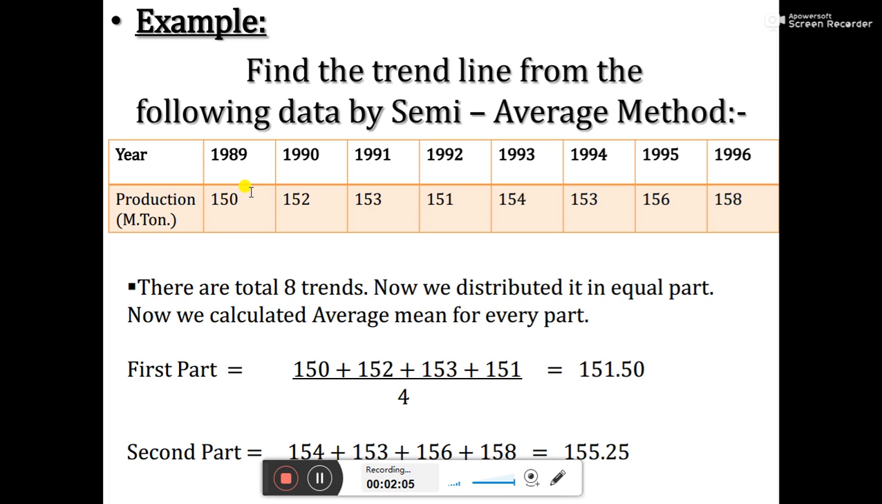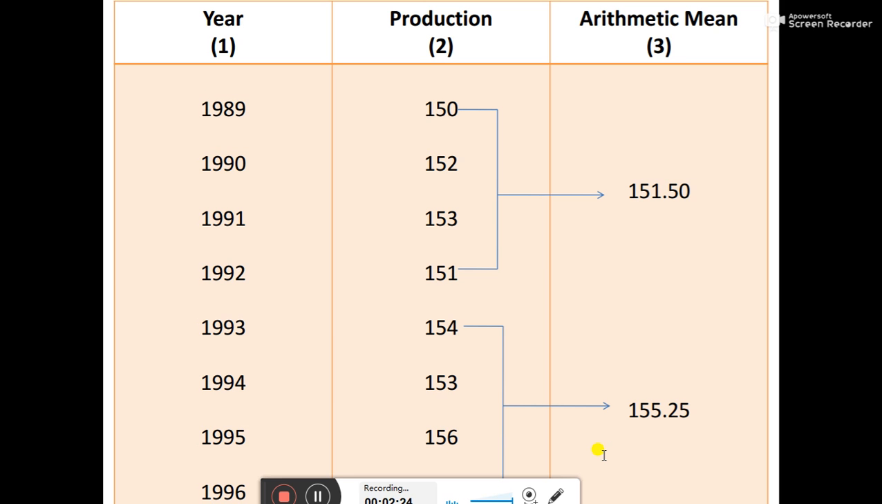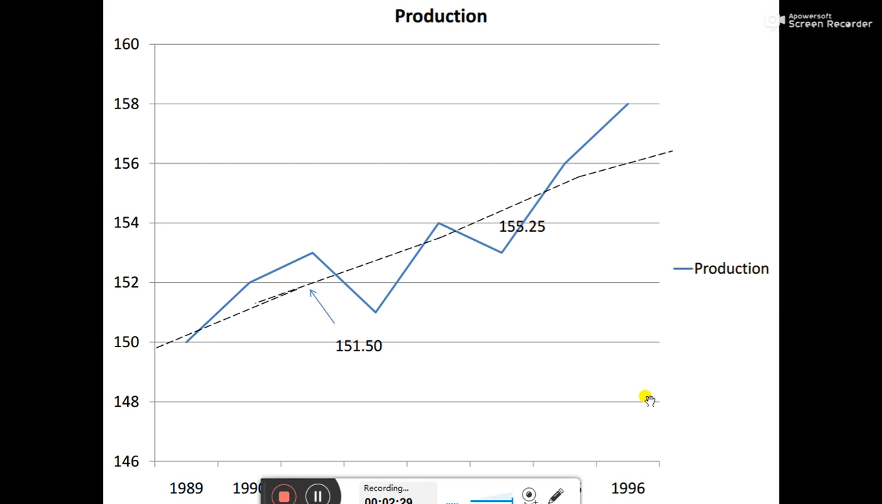We can calculate the average mean for every part. The first part is 150 plus 152 plus 153 plus 151 divided by 4, which is almost 151.5. The second part is 154 plus 153 plus 156 plus 158 divided by 4, equal to 155.25. So this is the first part average, and this is the second part average. So we can draw the trend line through these. Okay.